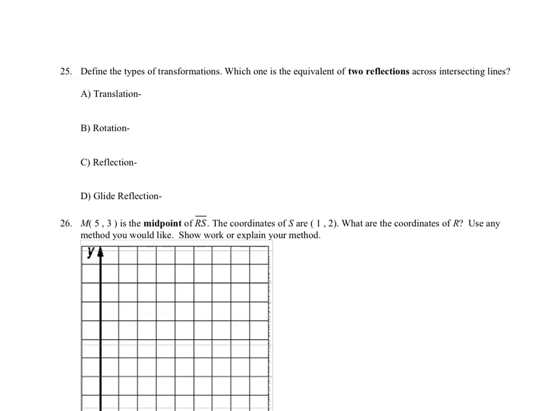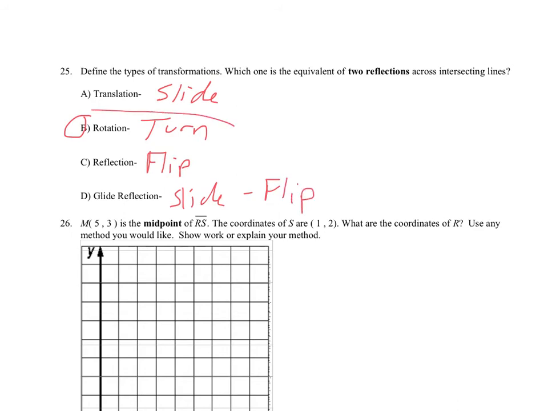Okay, define the types of transformations. Which one's equivalent of 2 reflections across intersecting lines? The answer to that is going to be B, rotation. What do they do? Remember, a translation is a slide, a rotation is a turn, a reflection is a flip, and a glide reflection, think of glide first, which is similar to slide, and then a reflection, which is a flip. Okay, but remember, rotation is the same as two reflections across intersecting lines.